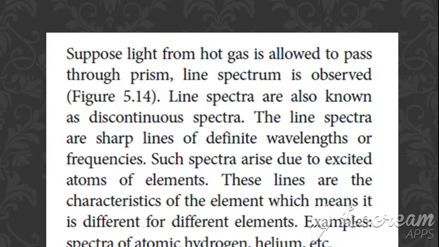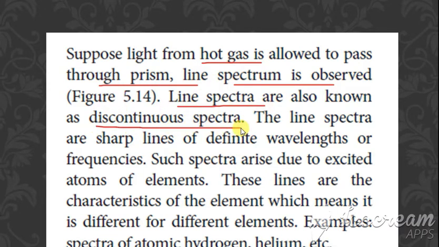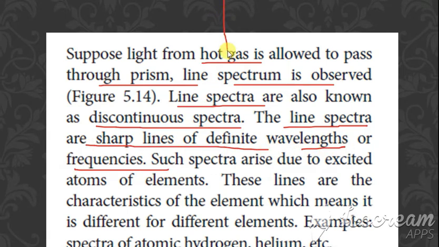So suppose light from a hot gas is allowed to pass through the prism, then the line spectrum is obtained. Line spectra are known as discontinuous spectra. The first one is continuous and this is discontinuous. Why is it so? Line spectra are sharp lines of definite wavelength and frequency. Each one has a definite wavelength as well as frequency. This line has some wavelength and some frequency. In the same way the other line has some wavelength and also frequency.